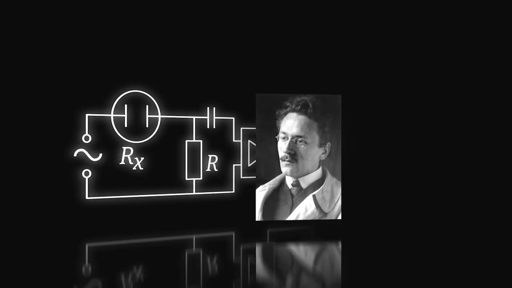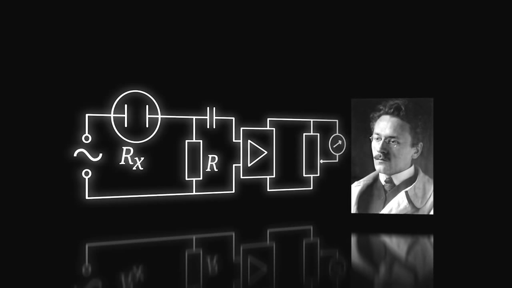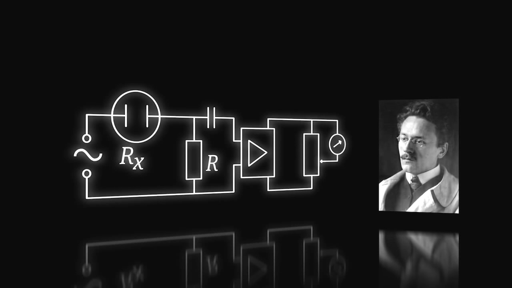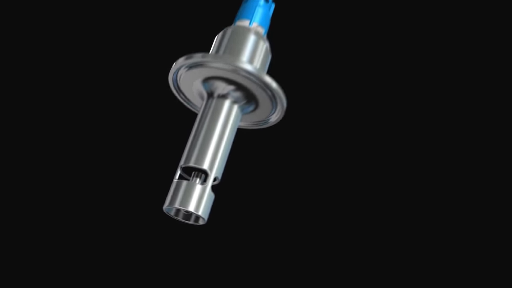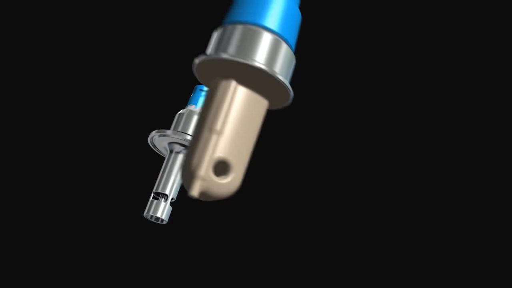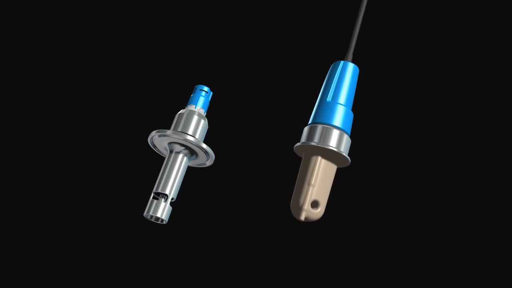In 1869, German physician Friedrich Kohlrausch developed the first conductometer for electrical conductivity by using an alternating current to measure electrolytic resistivity for the first time. The physical unit of electrical conductivity is Siemens per meter. To determine the value, the so-called conductive and inductive measuring principles can be used.